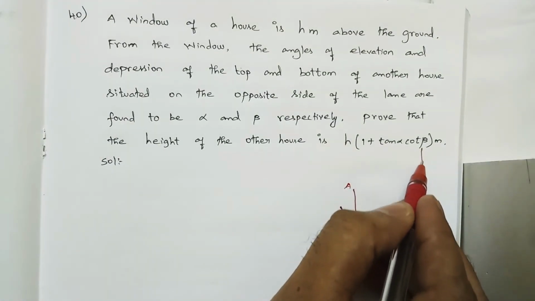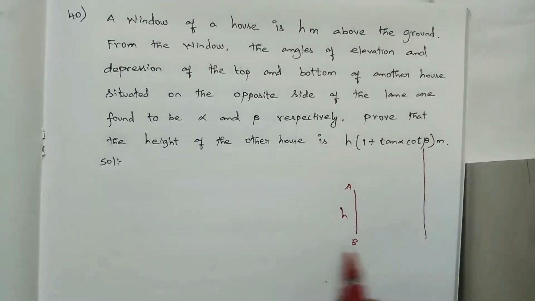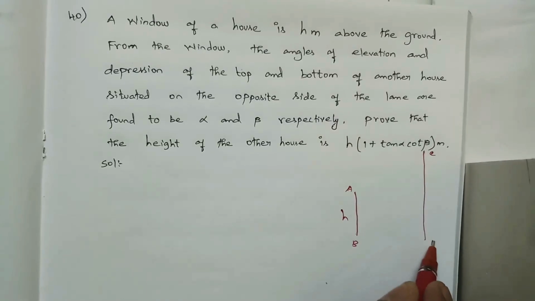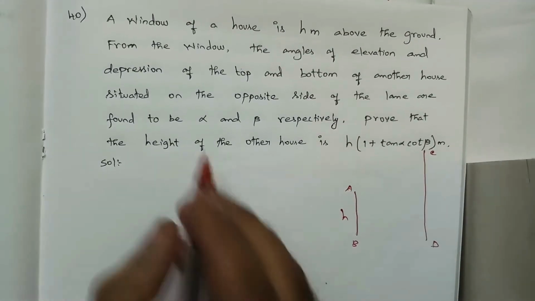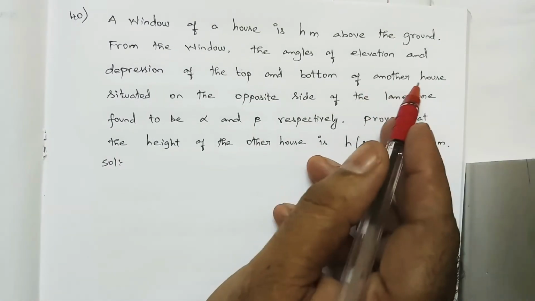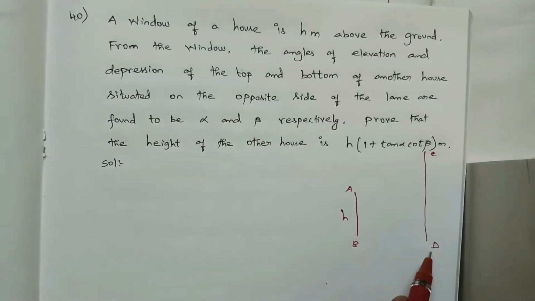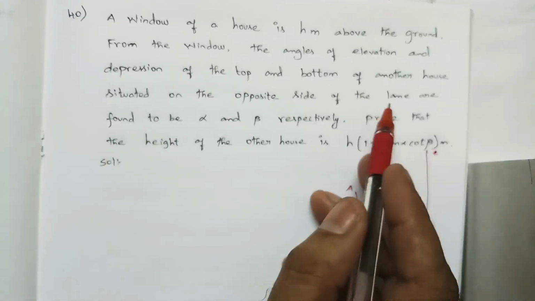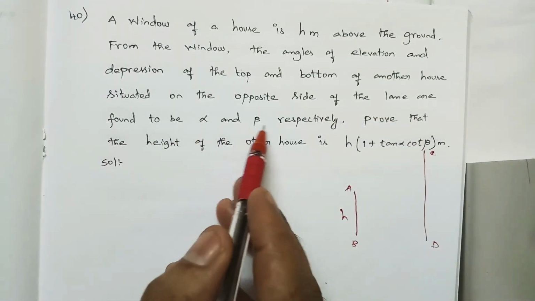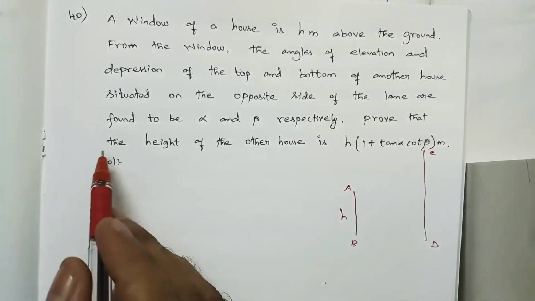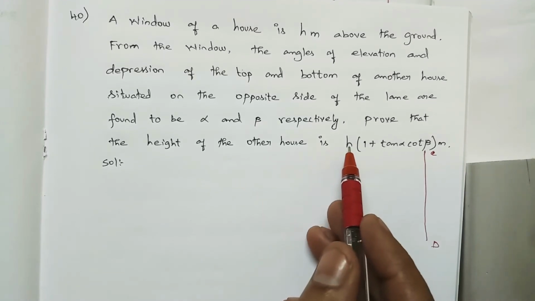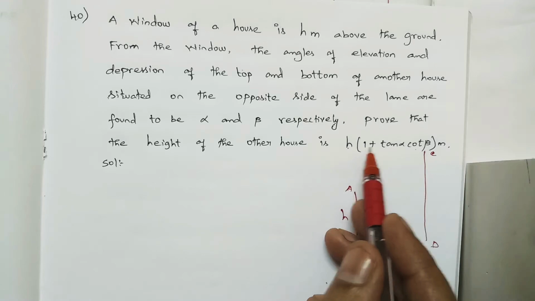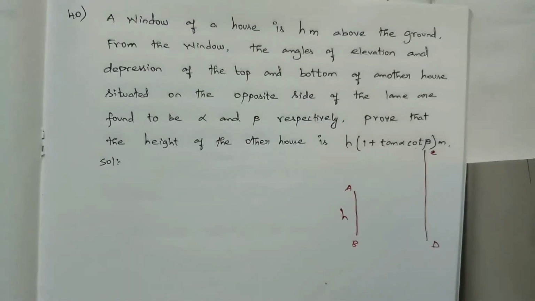So the building should be bigger than the window, right. I'm just taking that C is the top of the building and D is the bottom of the building, right? Top and bottom of another house, situated on the opposite side of the land, are found to be alpha and beta respectively. Prove that the height of the other house is h into 1 plus tan alpha cot beta meter, right?